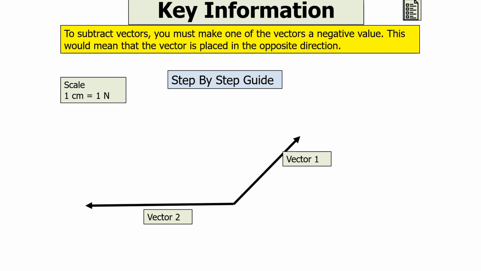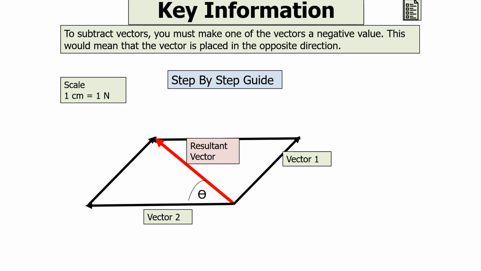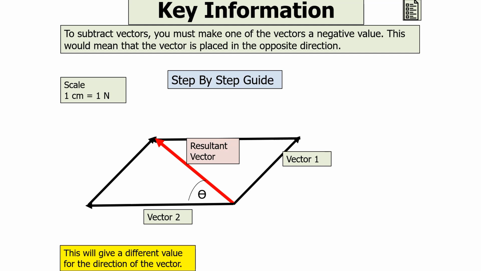Now to subtract the vectors, like in the previous example, you will have to make one of the vectors a negative value. So this would mean that the vector is placed in the opposite direction as shown on the screen. So you would once again draw in your two lines to make it symmetrical. You would then draw in your resultant vector and measure your angle, and if you subtract the vectors, you'll notice it will give you a different value for the direction of the vector.